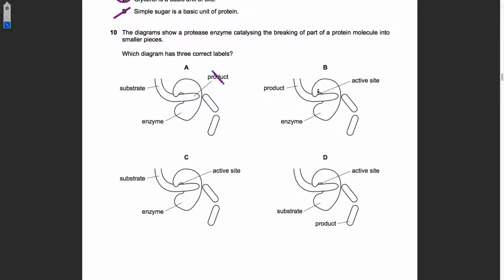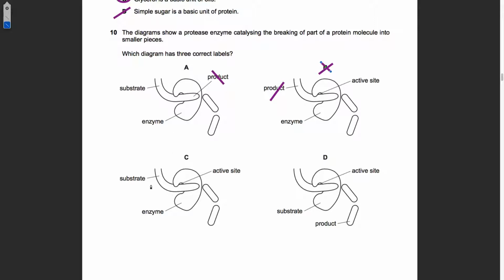Okay, B, straight away, the bit that's going into the active site is being called the product. Now, the product is going to be smaller than the substrate because the question tells us it's a breaking down reaction. The enzyme is breaking down a larger molecule, which is protein, into smaller pieces. So product cannot be right. So I am actually going to eliminate B completely. That's not right. Okay, other bits are right. Active site, yep. Enzyme, yep. It's this bit that's incorrect.